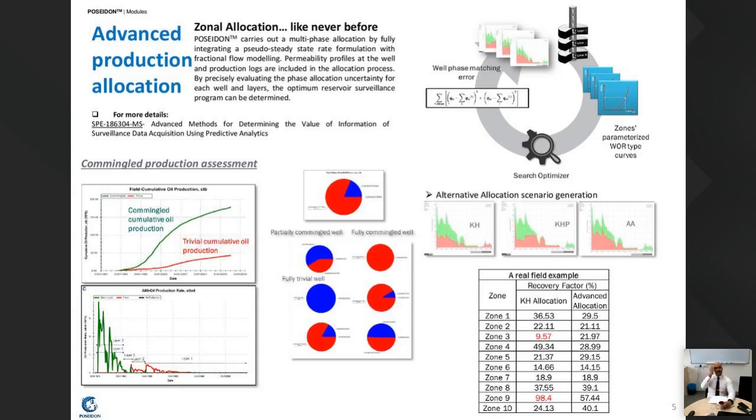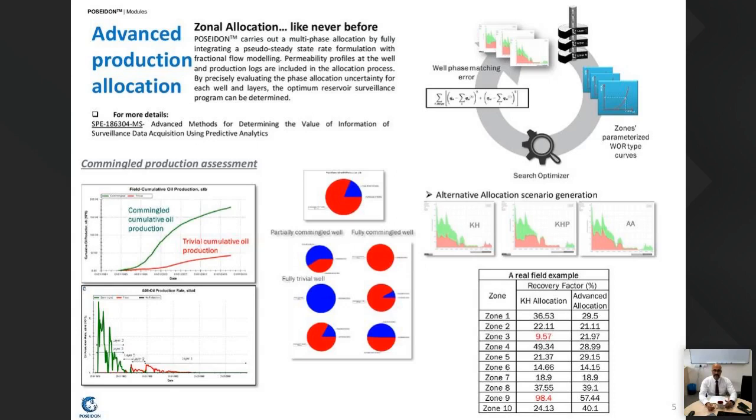That's why in this project we developed a new method called advanced allocation. In this method, we try to construct a water cut type curve for each layer. We run a search optimizer to obtain the flow rate for each layer based on the water cut type curve, sum up the rates, and compare them to the well rate. We try to minimize this objective function. During this process, we can obtain multiple solutions. This is one of the advantages of advanced allocation.